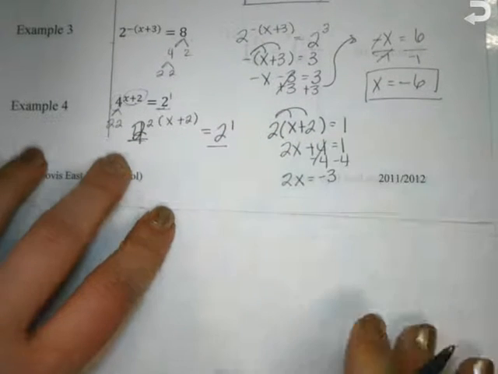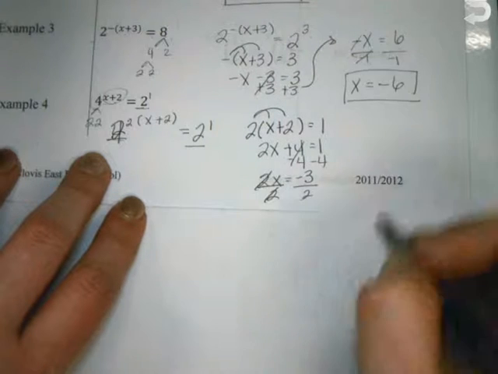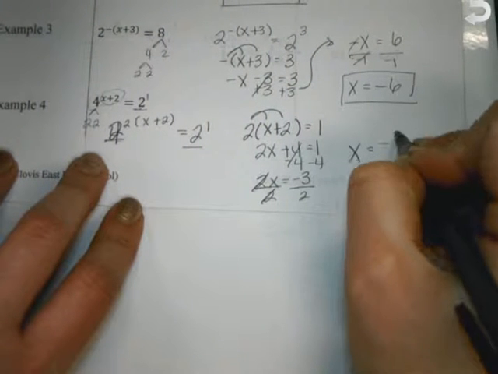Divide both sides by 2. X equals negative 3 over 2. So we can also get a fraction as our answer.